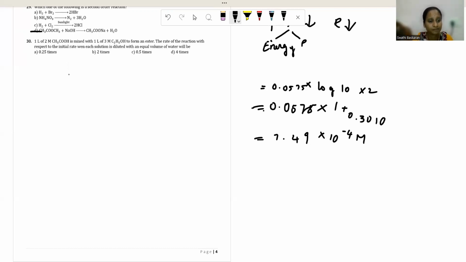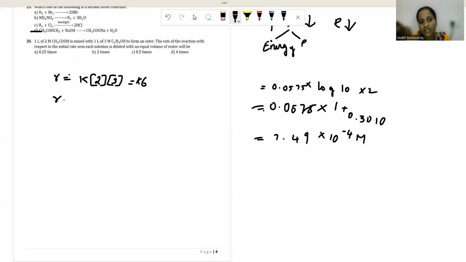Now let us write the first rate. What is the first rate? The first rate, R, is equal to K times the concentrations. Since they have clearly mentioned the concentrations, we need not write in terms of acetic acid and ethanol. You can directly write the concentration values. Here it is 2 moles, which is mixed with 3 moles. So in the first case, the product of 2 and 3 becomes 6K.